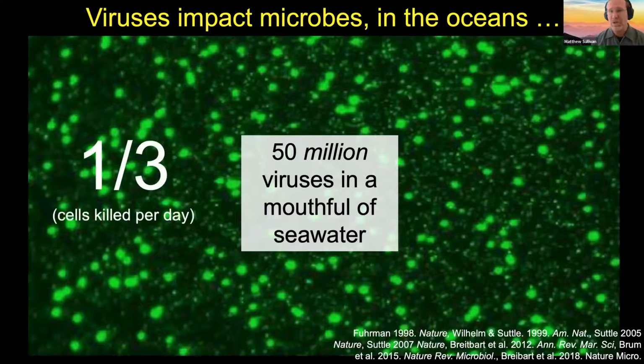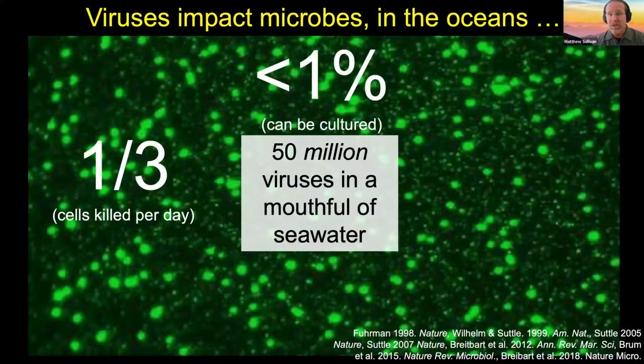And in the oceans, if we do tracer experiments, we see that about a third of cells are killed per day. So they play a large role in mortality in these microbes. Most of the viruses cannot be cultured, and that's because most of the microbes themselves cannot be cultured. And so cultivation is an excellent focused way to study these viruses, but it doesn't allow you to study community level impacts or ecosystem impacts very well.